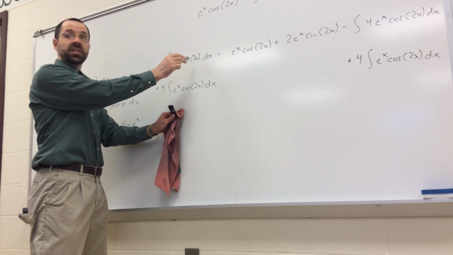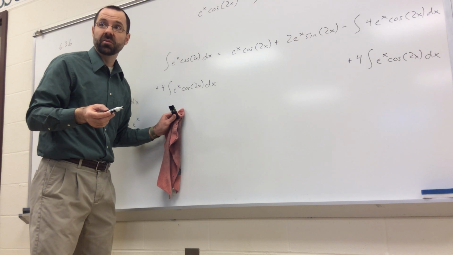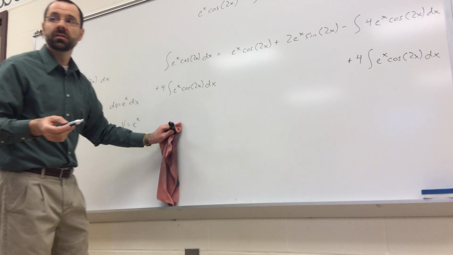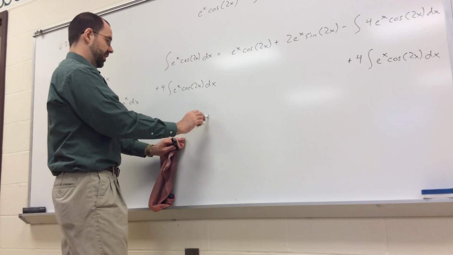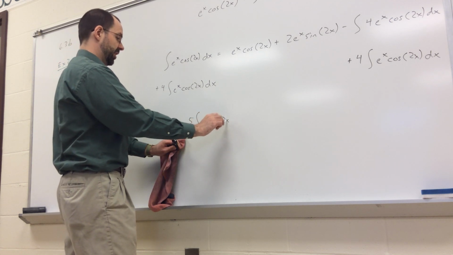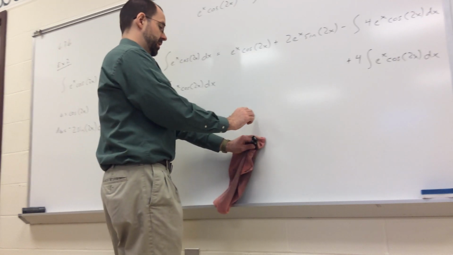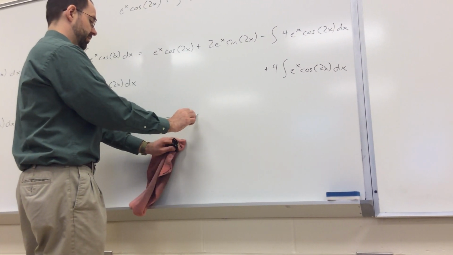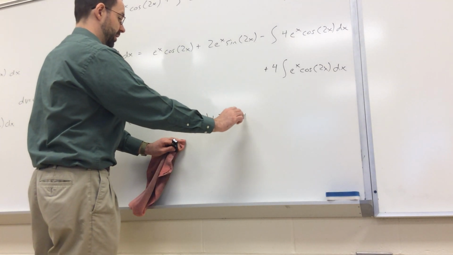So I've got one of these integrals plus 4 of these integrals. So altogether that would make 5 of them, right? So that means that 5 times the integral of e to the x cosine of 2x dx equals e to the x cosine of 2x plus 2e to the x sine of 2x.